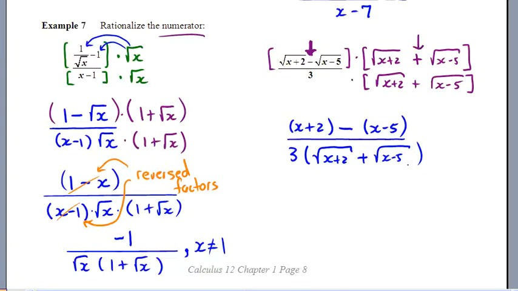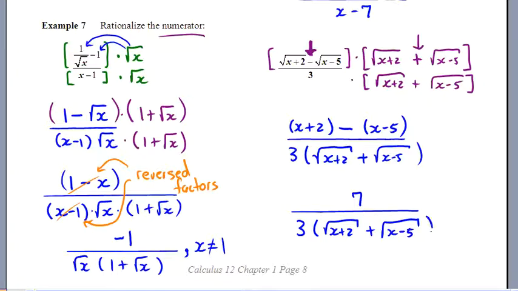Okay, the top, I can tidy it up a bit. The x's will reduce. 2 subtract a negative 5, that's going to be a 7. And then the denominator, I'll just leave it the way it was. Nothing is going to factor and reduce here, so time to stop on this one. So we've made the top look nice at the expense of making the bottom look bad. Kind of the opposite of what you might have done in grade 10, but it still could be a really valuable skill for us to use in calculus.